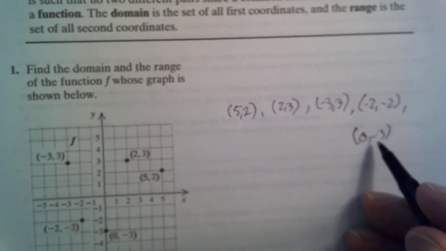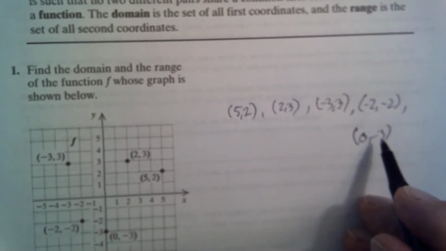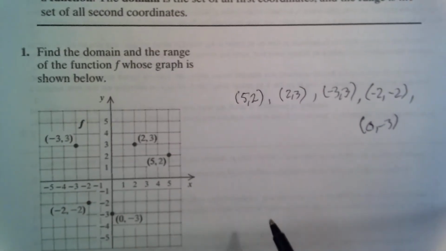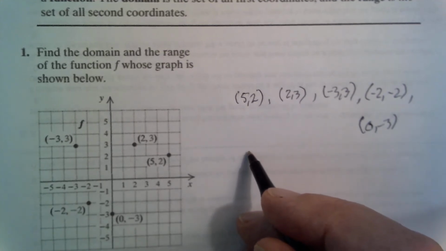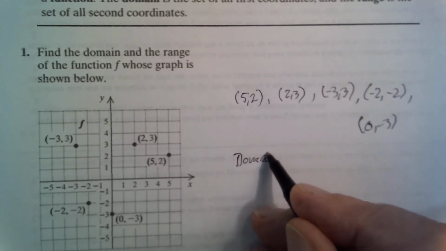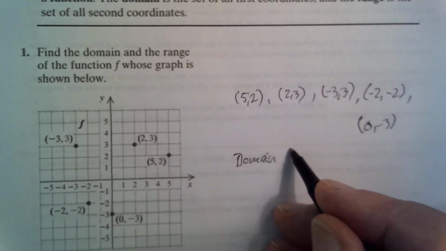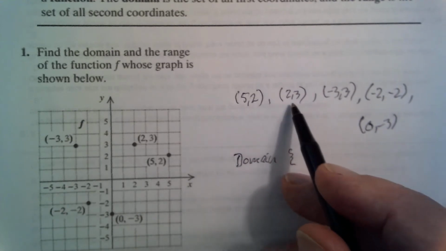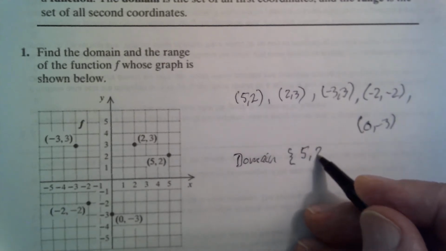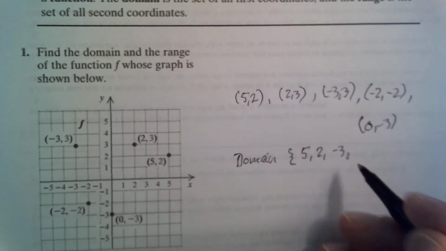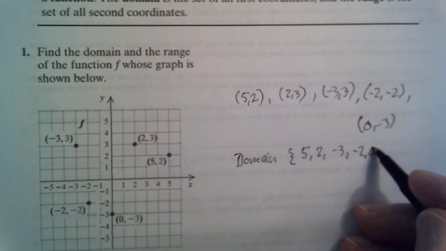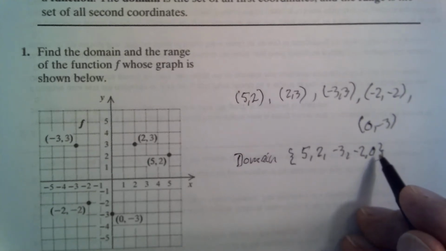In other words, this is not in any quadrant. The only reason I chose to use quadrants is to have some kind of order. We could have written them in any order; it doesn't really matter. So for the domain, we have the set of numbers 5, 2, -3, -2, and 0. So that's the domain.